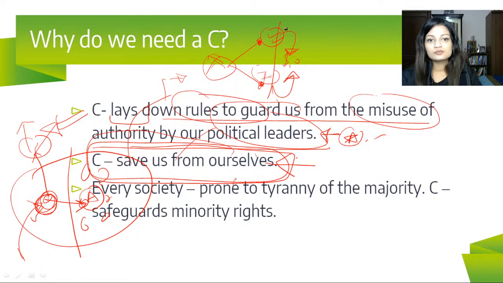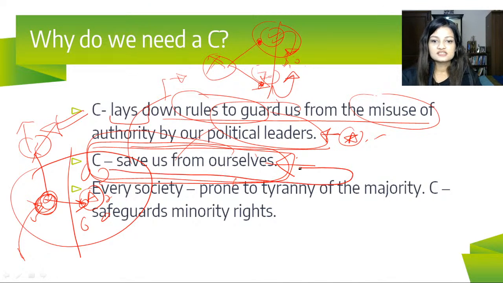Obviously the right decision to make would be to study for 2 hours and to not listen to yourself and not give in to the temptation of actually watching the serial. So in such a manner, the constitution also saves us from ourselves.